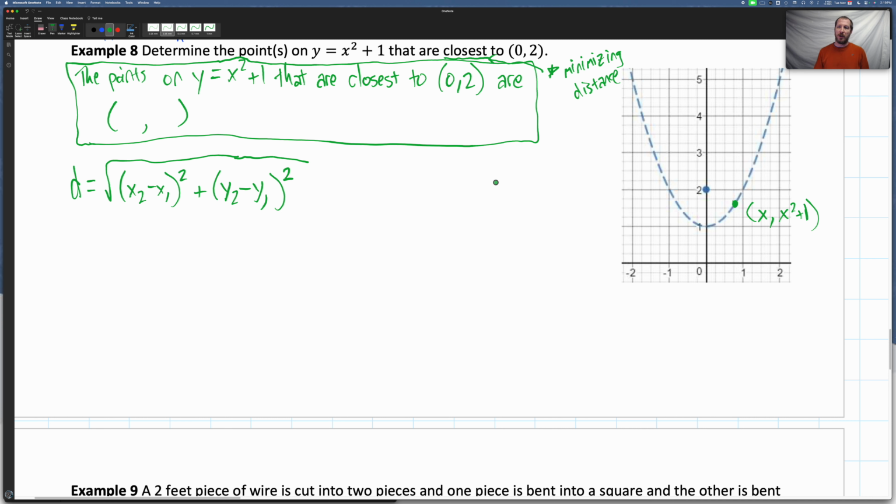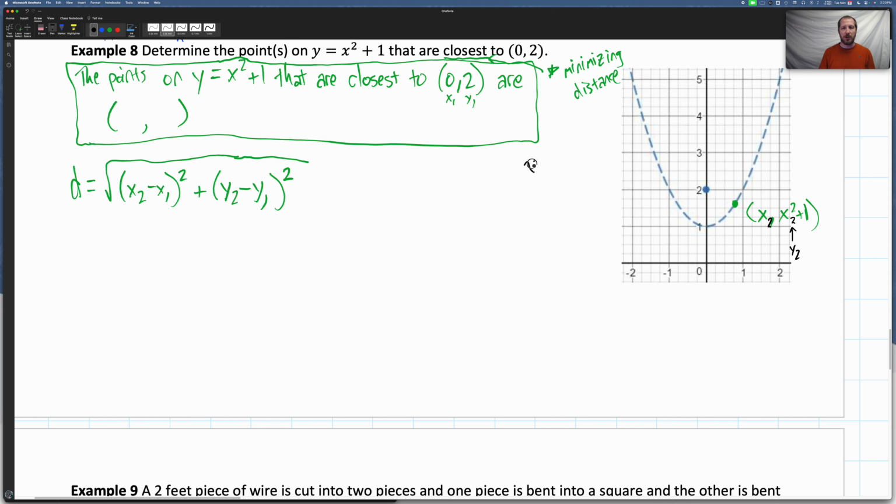So we need our two points. What if we call (0, 2) our first point, x1, y1? Then our second point is going to be whatever this point is on our curve. I'm going to call this x2, and this is our y2. We've got four variables in here, but if we sub in these points, I think we can rewrite it so that x is our only independent variable.